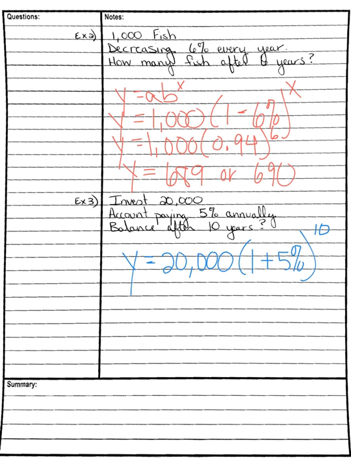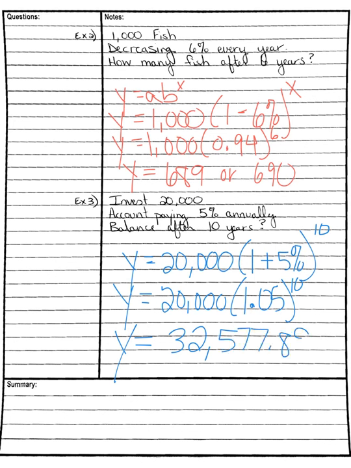Be careful when you're taking 1 plus 5%. That's like saying 1 plus 5 cents. 5% as a decimal is 0.05. So we would have y equals 20,000 times 1.05 in parentheses to the power of 10. Type that in your calculator, and if you left that 20,000 in that bank account over 10 years with 5% annually, you'll end up with $32,577.89. And of course, we're talking money, so we can round to the nearest penny.